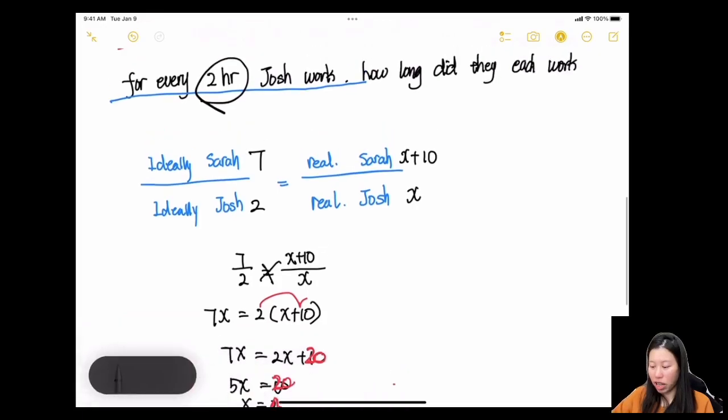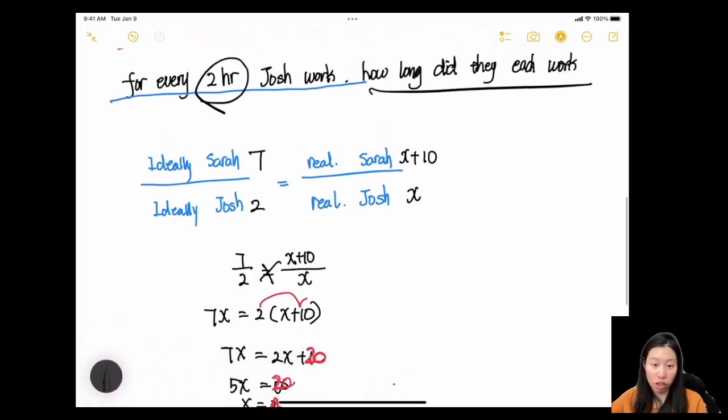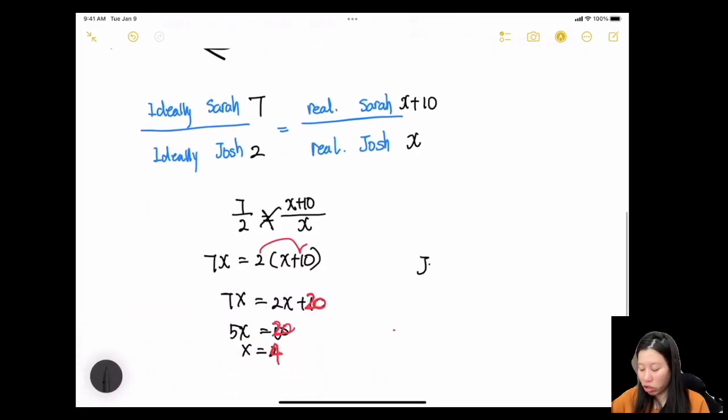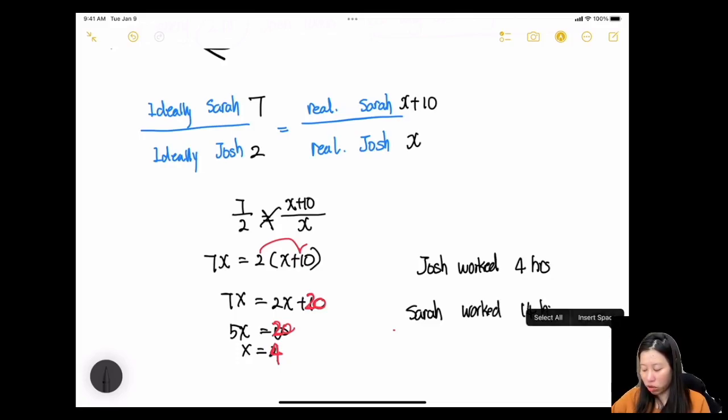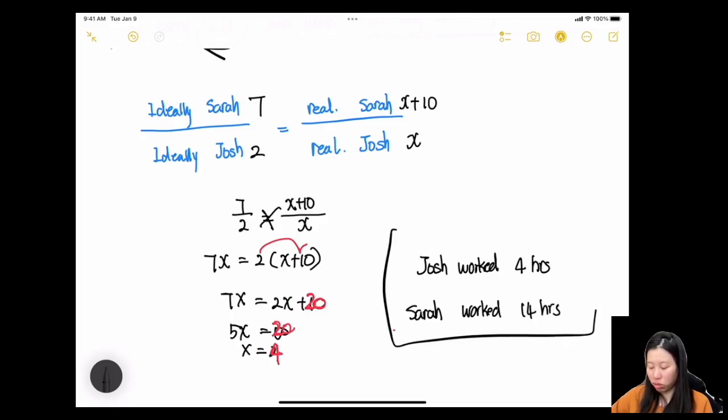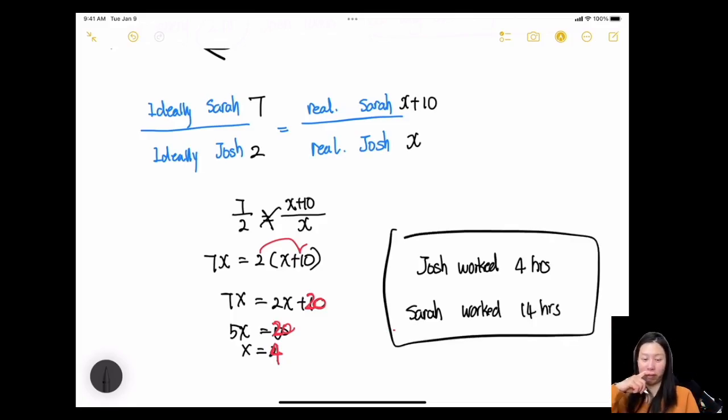But the question asks you, how long did they each work? So we know that Josh worked 4 hours. So Sarah works 10 hours more than Josh, right? So that means Sarah works 14 hours. So this would be your answer. Not just solving x, you also need to solve x plus 10.